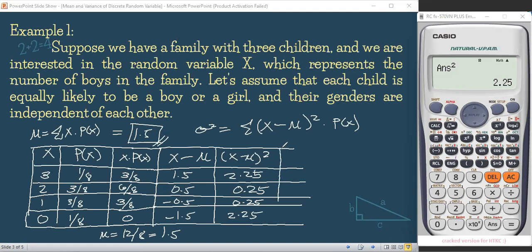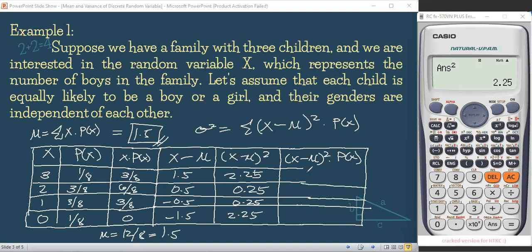Ngayon po, hindi pa po dyan nagtatapos because meron pa po tayong p of x. Kaya we have x minus the mu squared times the p of x. So we have 2.25. Ilan po yung p of x niya? Dito po. So we have 1 over 8 times 1 over 8. That will give us 0, or 9 over 32. Na lang pong gamitin natin yung 9 over 32 para mas buo po siyang isulat.